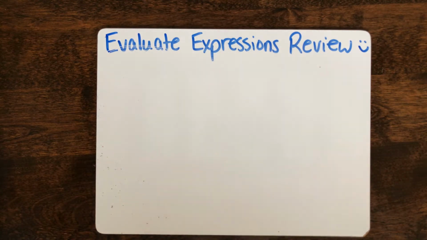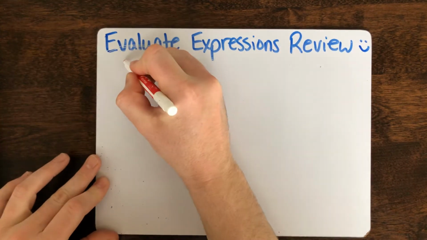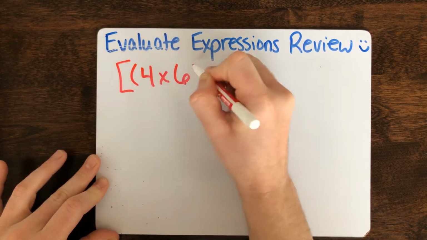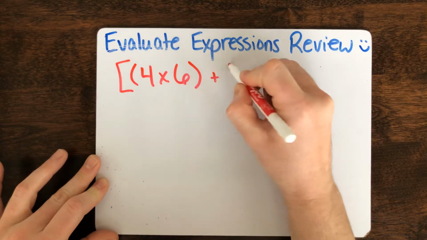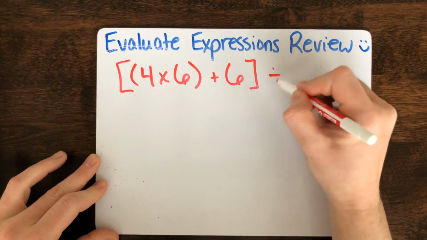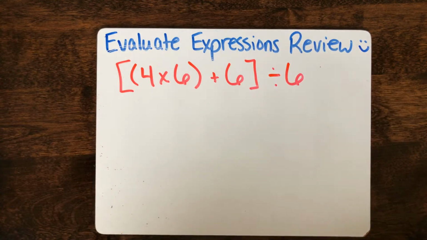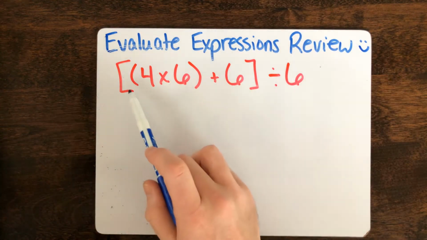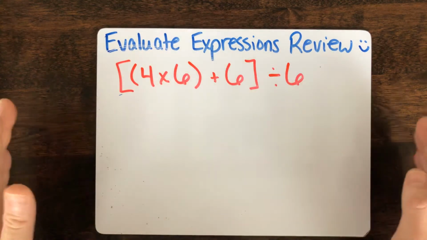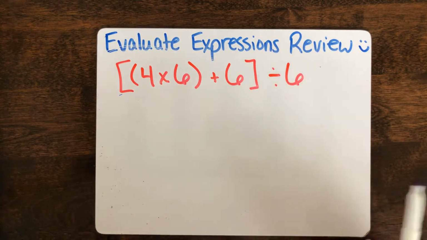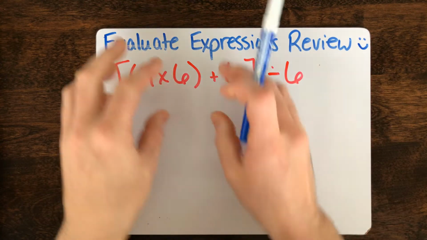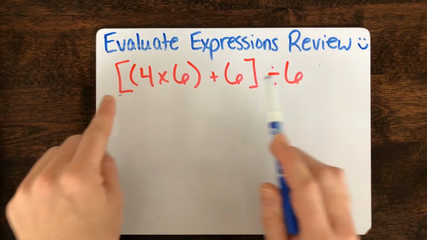So the first problem was brackets, parentheses, 4 times 6, parentheses, plus 6, brackets around all of that, divided by 6. Yesterday we talked about brackets and, in a bigger problem, braces. And what I said was that you always have to start from the inside of whatever the brackets or braces are and then work out.